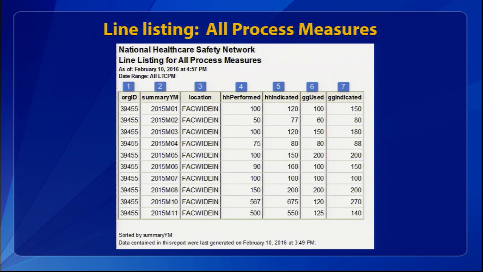So first I'll discuss the all process measures line list. This is aggregate data by month for hand hygiene performed and indicated, and gown and glove use performed and indicated. If you remember, Angela mentioned that a facility can choose to do one or the other or both, and in our example, this facility is doing both. So you can use this particular table to take a snapshot by month and year of how your facility is doing in terms of hand hygiene performed.